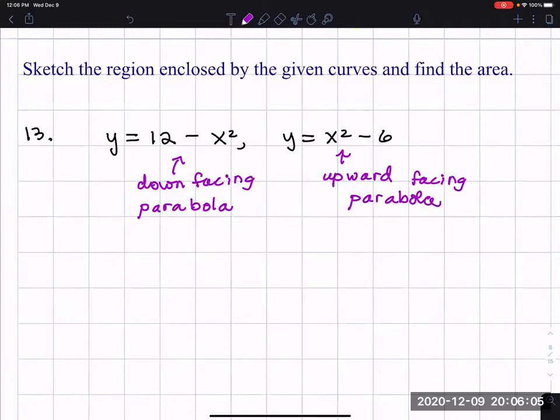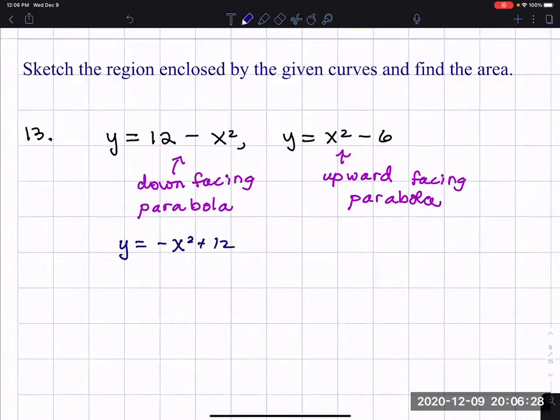So essentially, we're looking for something like this. All right, that's what we're looking for, roughly speaking. Now, by the way, it depends where you are sitting around on your parabola world of how much you remember about parabolas, but this is y equals negative x squared plus 12.